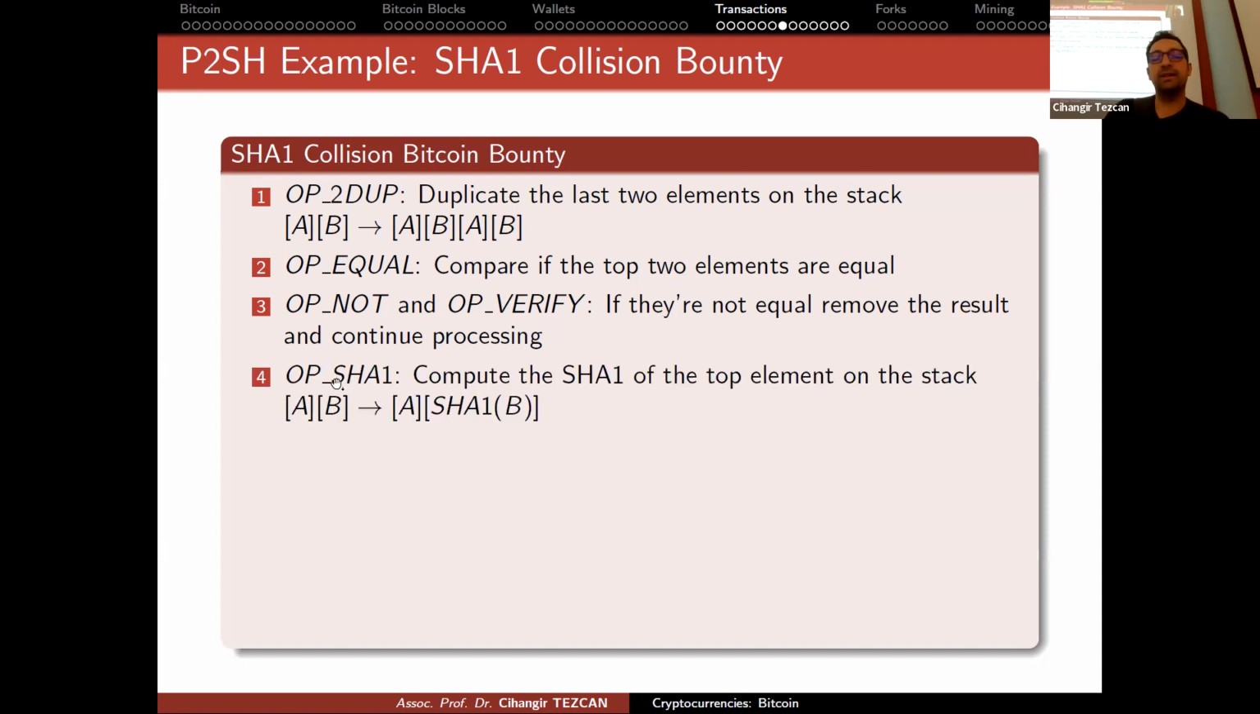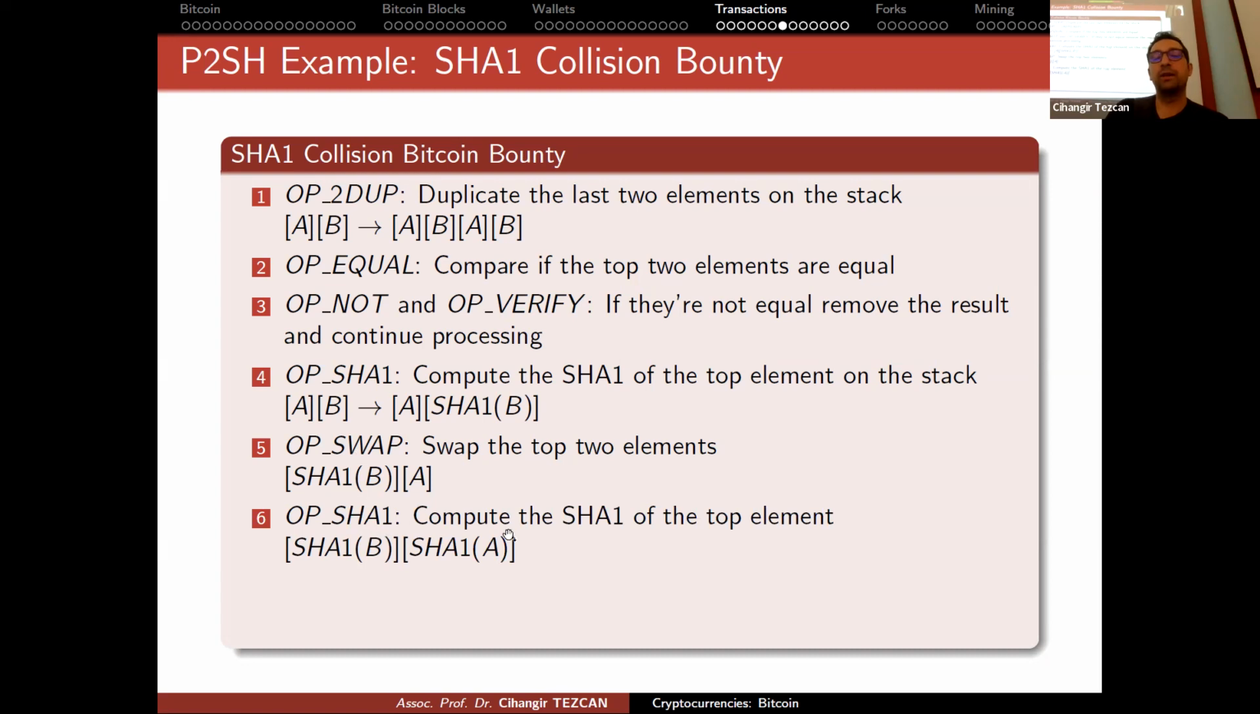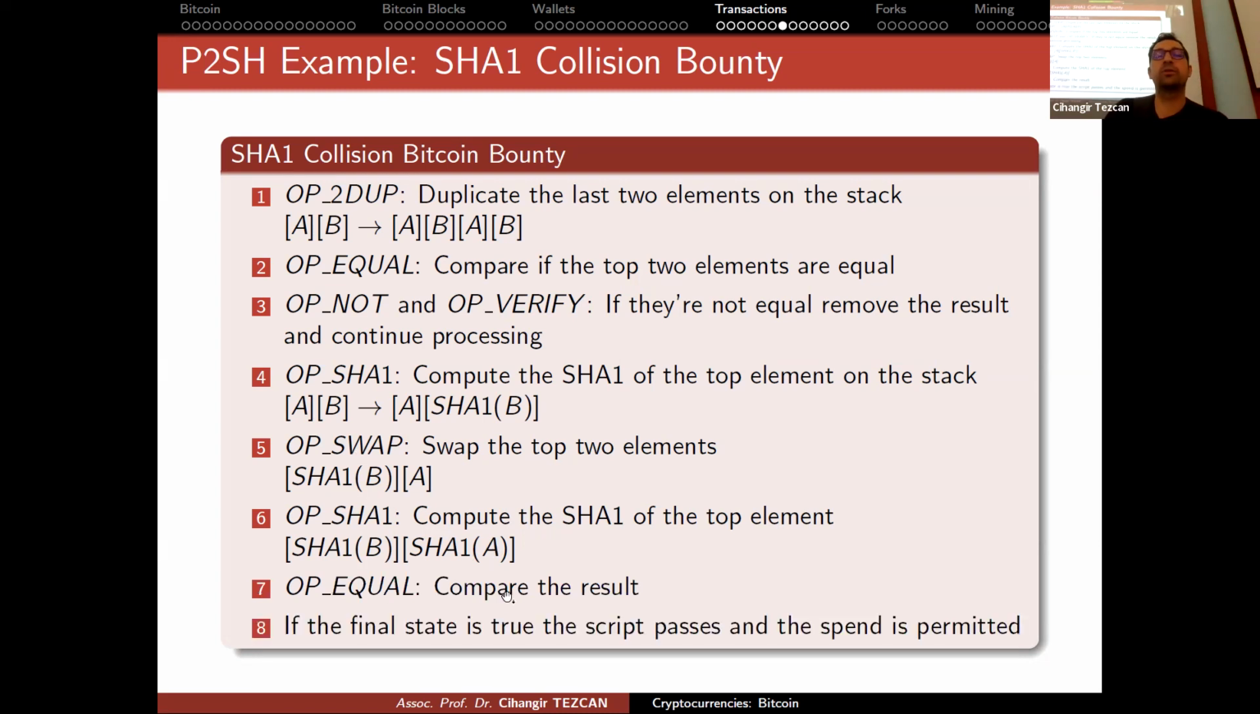So the next code says OP_SHA1. This computes the SHA-1 of the top element of the stack. So your stack becomes A and SHA-1(B). Then OP_SWAP swaps the top two elements. It becomes like this. The next command is OP_SHA1. This way you calculate the SHA-1 of A. Then the next code is OP_EQUAL. So you compare the results. If it returns true, then you prove that you own this script. That is the idea. So this way you can spend it.